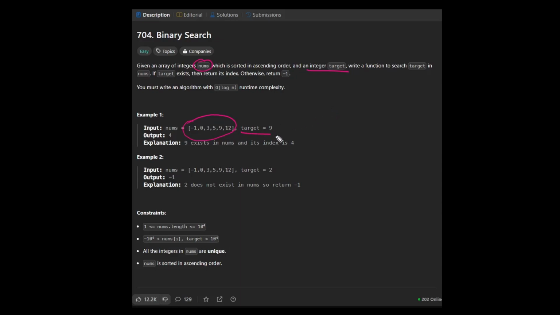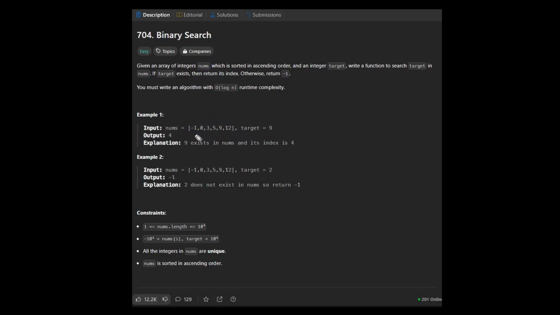This is the target given. We need to look for this target in that nums array and return its index. If it is not present, return -1. This is a classic binary search problem. It has a time complexity of O(log n). If you're not aware what binary search is, let me give you a quick look.